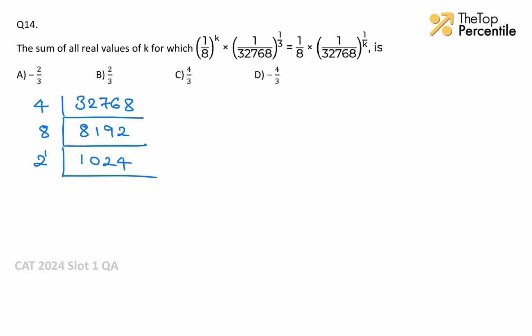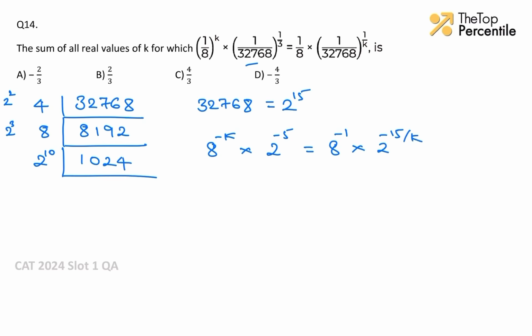1024, I know this value is 2 to the power 10. This is 2 cube and this is 2 square. So I can say that 32768 is nothing but 2 to the power 15. Okay. So this is 8 to the power minus k multiplied by, I can write this term as 2 to the power minus 15 by 3, that is minus 5. This will be 8 to the power minus 1 multiplied by 2 to the power minus 15 by k.